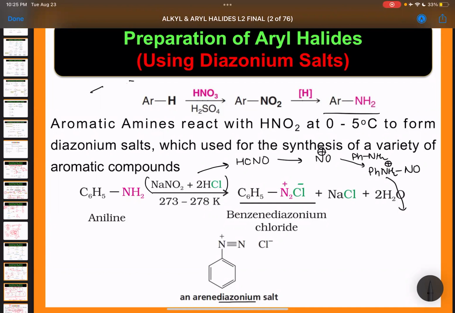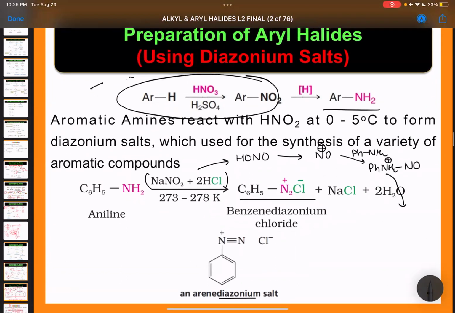And during this, we also learned how to prepare nitrobenzene. Clear? Right?